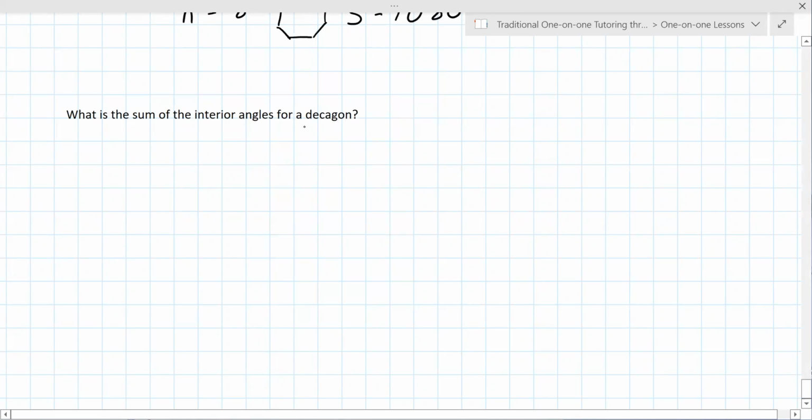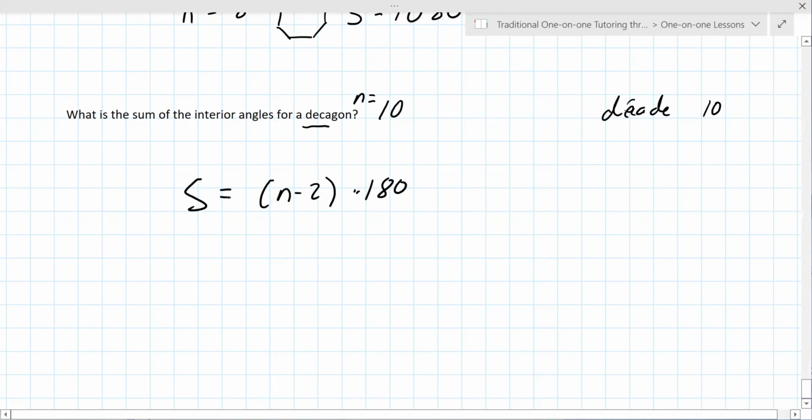Now, any idea what the word deca refers to? That might be a helpful hint here. You can think of it as short for decade. So that's 10, n equals 10. I want you to use this formula and tell me the sum of the interior angles. So with 10, you're going to subtract 2 and then multiply by 180.